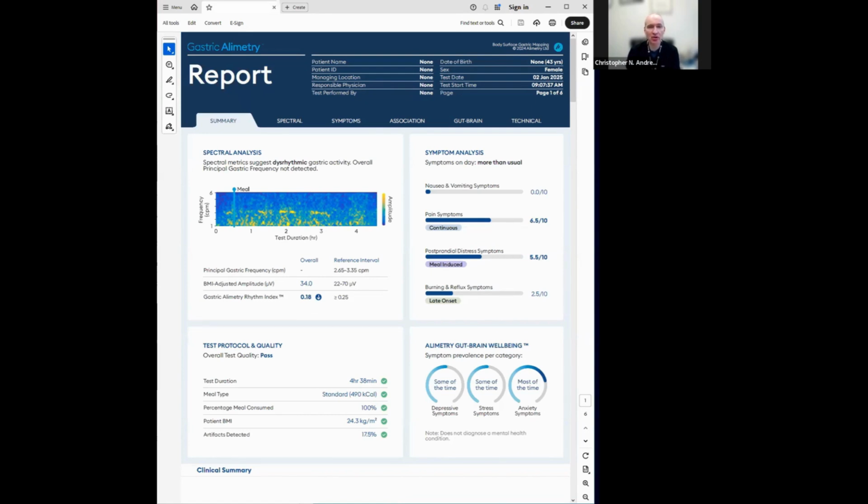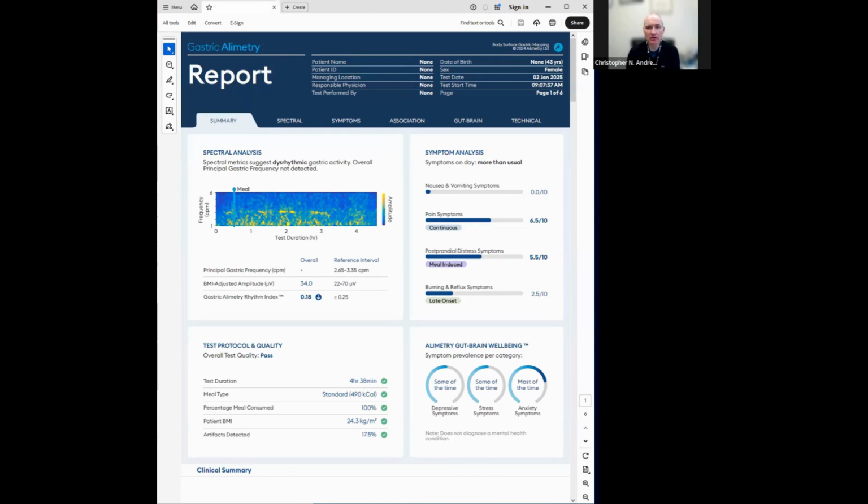Today, I'm going to show you the new gastric Alimetry report, which is new for 2026. It has the new summary front page. It has all the old data from the old Alimetry report, but it's just more condensed with a summary front page that can give you a lot of the information and can really aid in more rapid reading of the Alimetry reports. So I'll go through this report with you and we'll get right to it.